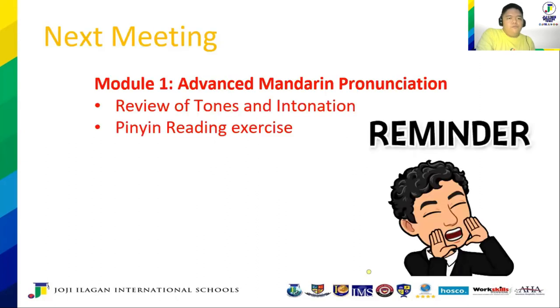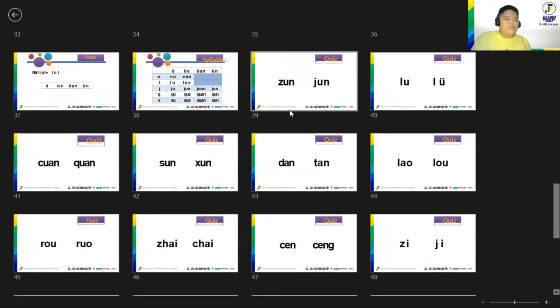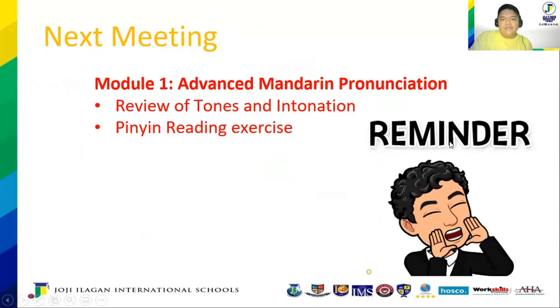Okay, so I hope you got a lot from the videos that we have shared with you a while ago. In our next meeting, we'll be going back to these slides. I showed you a preview earlier, to let you see all the slides. Later on, we'll be tackling again the combinations of those Mandarin phonetic symbols. We'll review the tones and intonation of Mandarin Chinese, the four tones like ma, ma, ma, ma. Let's go back to that, and we'll do an opinion reading exercise.